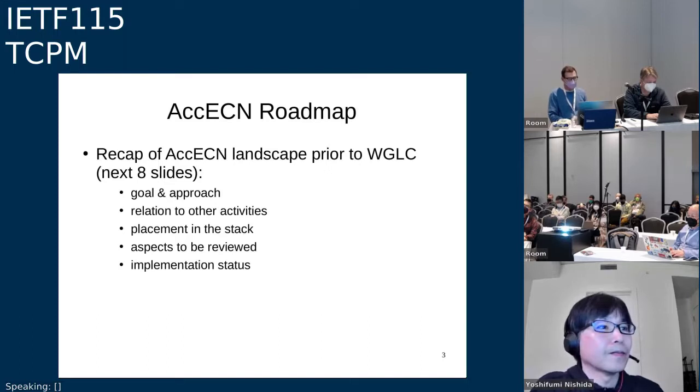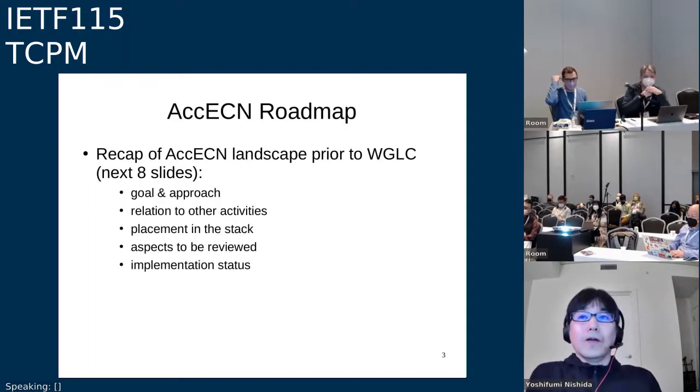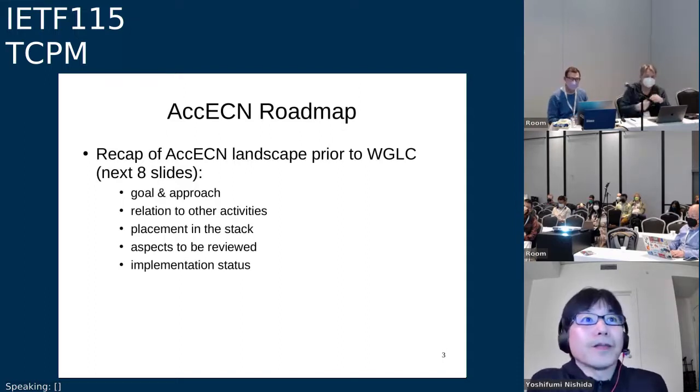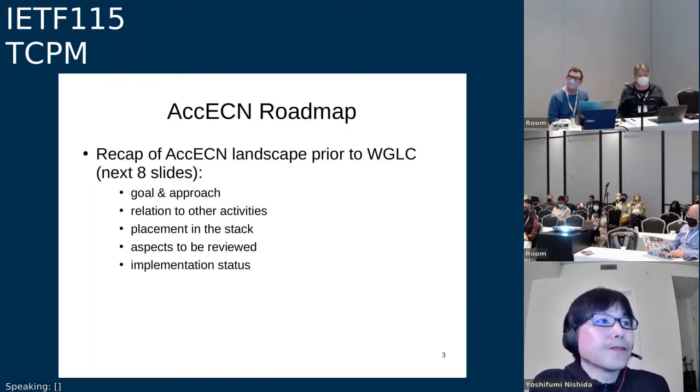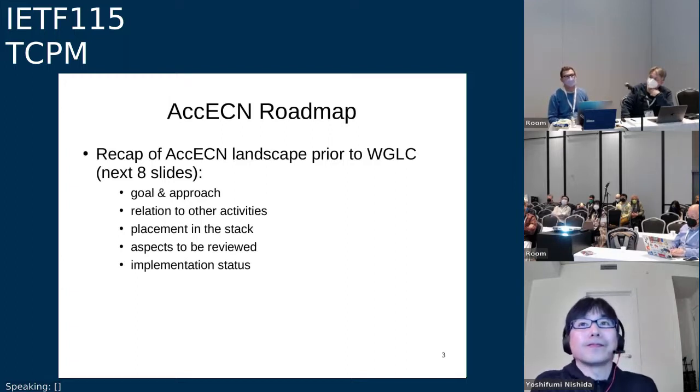The chair's asked if we would do a sort of retrospective on the whole of Accurate ECN for this session, given we're about to go to working group last call, I believe. So this is a bit of a roadmap of the next few slides: the goal and the approach, the relation to other activities, where it sits in the stack, what aspects you will need to look out for when you're reviewing it, and the implementation status next.